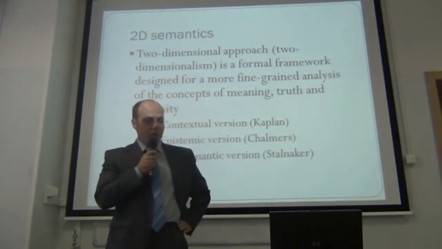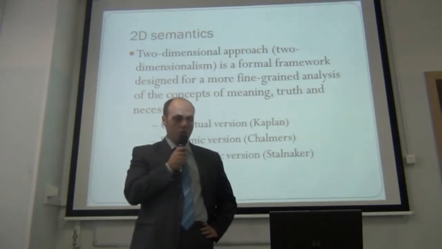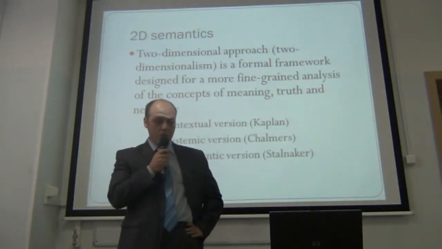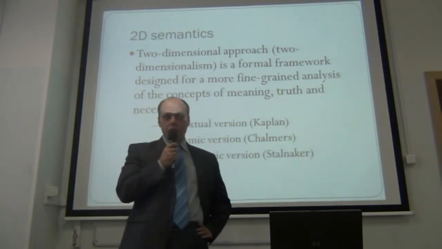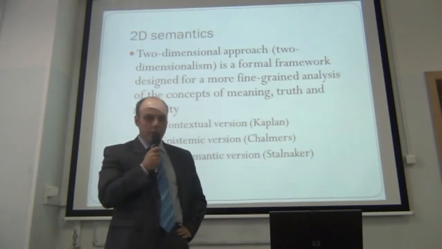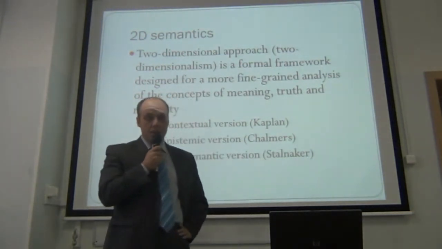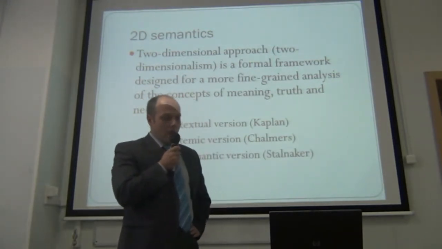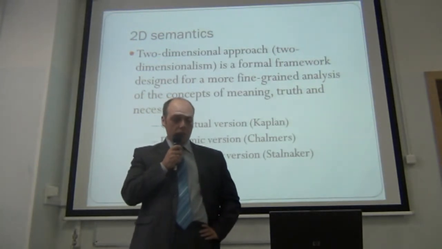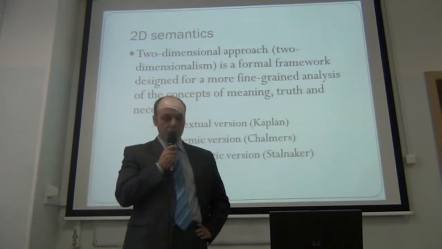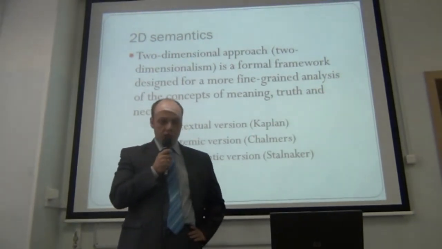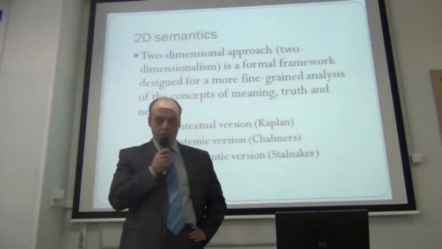Well, a two-dimensional approach to semantics, so-called two-dimensionalism, is a formal framework designed for a more fine-grained analysis of the concepts of meaning, truth, and necessity. I believe that two-dimensional semantics can gain some theoretical profit, and it's very useful in different contexts. There are different versions of two-dimensionalism. First of all, the contextual version by David Kaplan, the epistemic version by Chalmers and Jackson, and the meta-semantic version by Stalnaker.